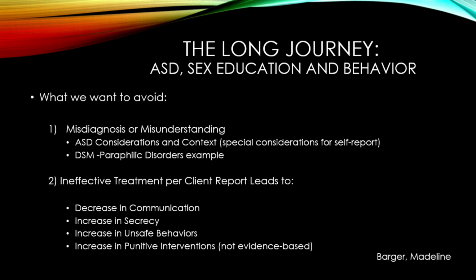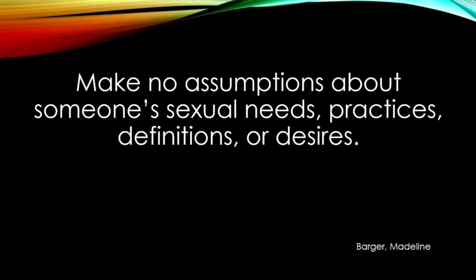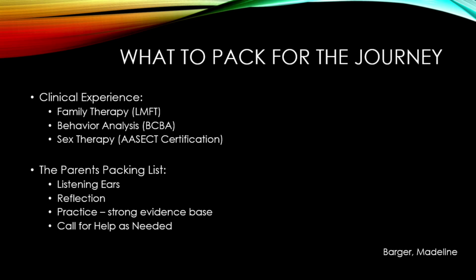So instead of doing that, we need to make no assumptions about somebody's sexual needs, practices, definitions, or desires, and we need to pack some big bags for this sex therapy journey. So if you're looking for someone to work with a specific sexual behavior for someone with neurological difference, there are certifying boards that vet somebody, that say that somebody is able to do this safely. So look for family therapy, behavior analysis, and sex therapy, okay? Because it's important that you have the appropriate clinician so we're not going to get further misdiagnosis.